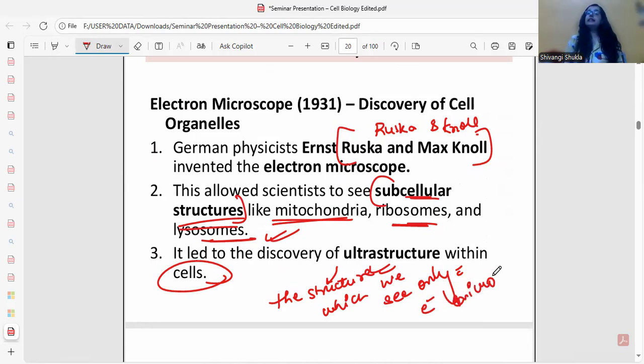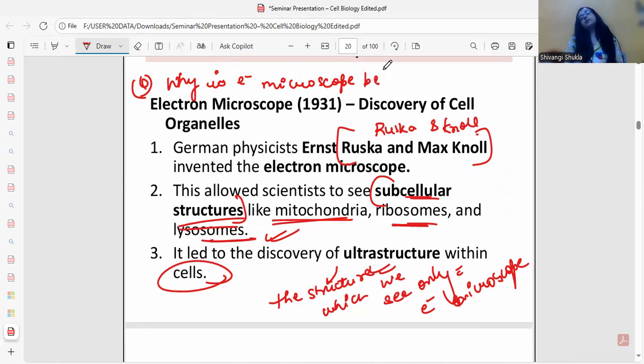Now, why is the electron microscope better than the light microscope? This is again a question. Please answer in the chat box if you know. Why is the electron microscope better than the light microscope? I'll be revealing the answer in my next lecture. Before that, if you like the lecture, just try to write your answer down in the comment section below.